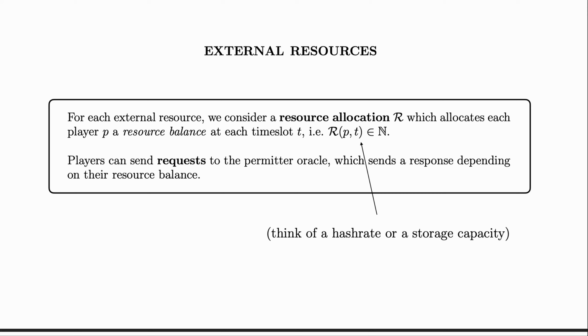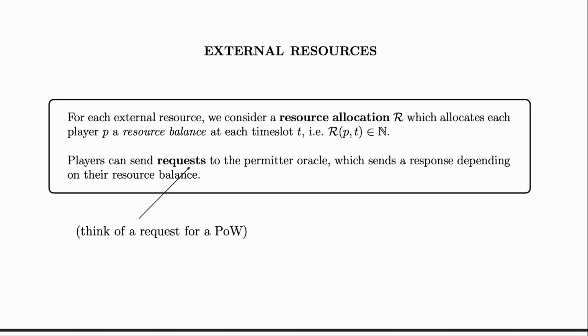And then for each external resource, we also consider something called a permitter oracle. We allow that players can send requests to the permitter oracle. You can think of the request as maybe being something like a request for a proof of work. And then the permitter oracle will respond, maybe depending on their resource balance. So maybe you submit a request for a proof of work, and the permitter oracle might be more likely to grant you that request if you have a higher hash rate, a higher resource balance. So that gives us a high-level description of how we can model external resources.